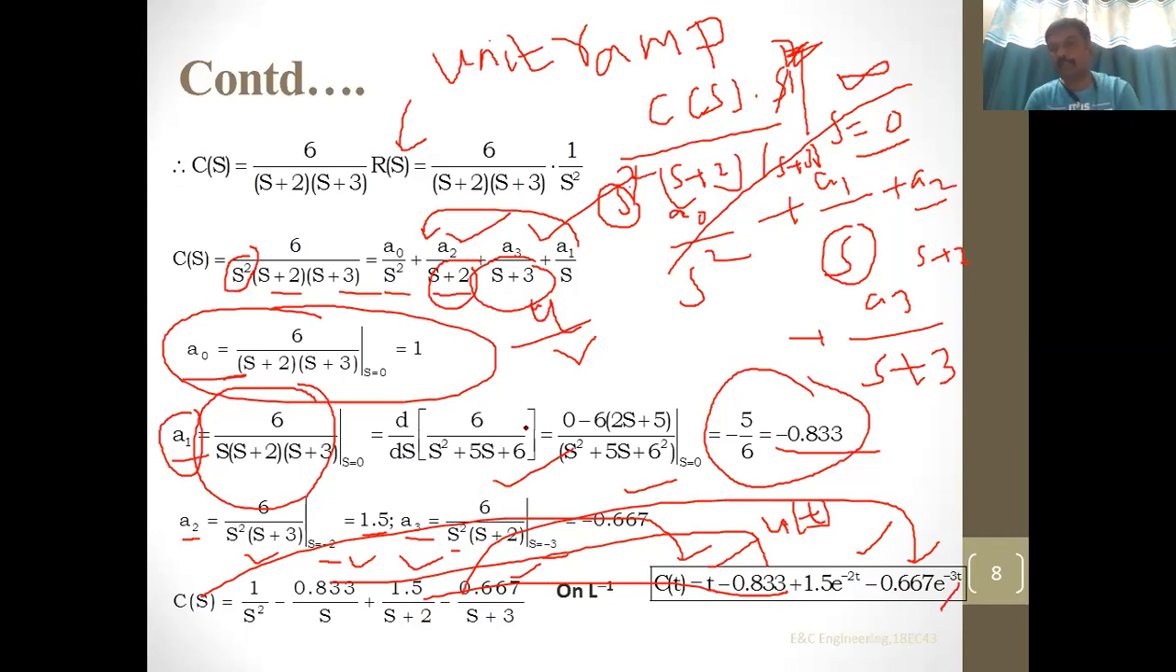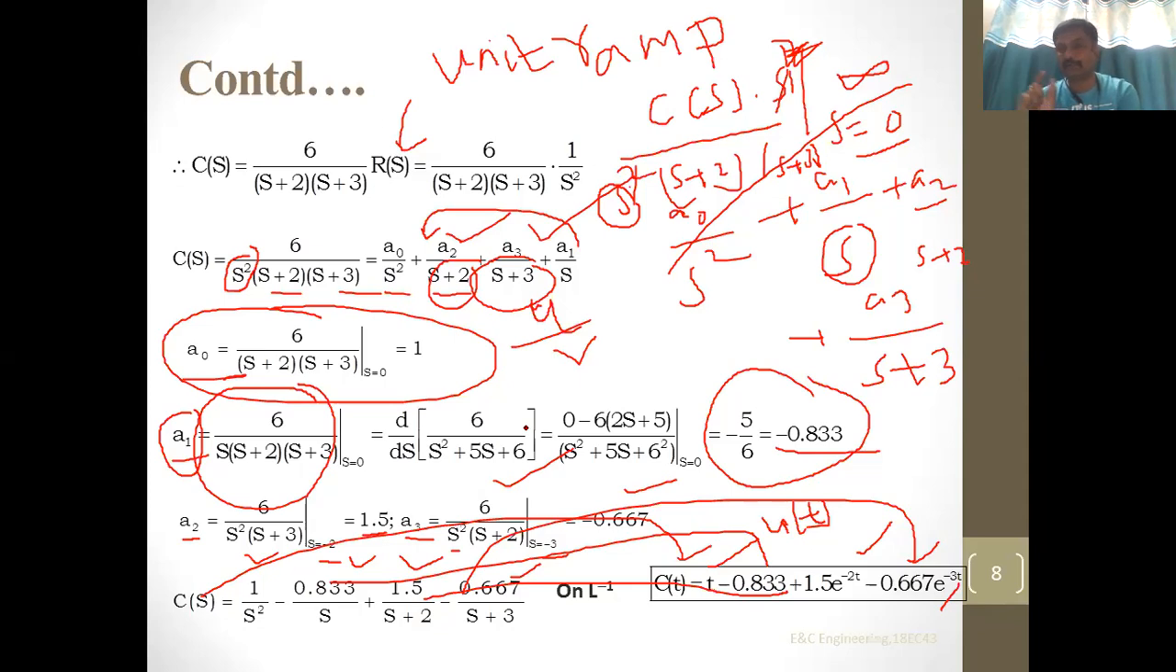Is it okay? Look, for the C of t we were given, we evaluated the closed loop transfer function C of S by R of S, and also evaluated the open loop G of S. Along with that, we also evaluated the output for unit ramp input. Is it okay? This problem is concerned with first order system. This you need to understand it clearly.